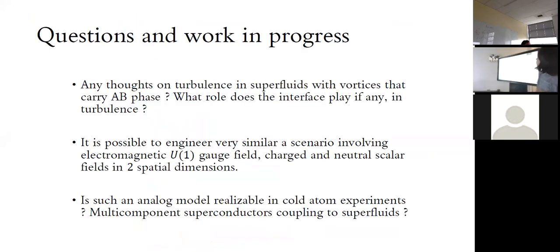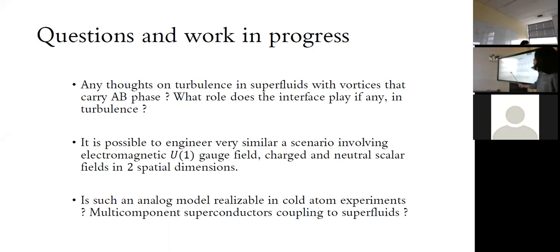Now, here are some of the questions that I wanted to ask you, and also I'll tell you what I'm working on right now. First of all, do you have any thoughts on whether these kinds of non-trivial Aharonov-Bohm phases around superfluid vortices in quark matter can have an effect on turbulence, for example? Also, given these Boojums, can they affect how vortices interact with each other and so on?